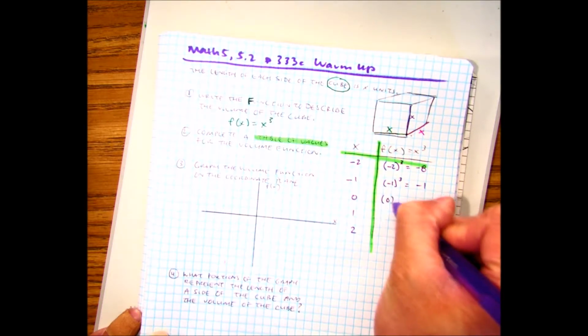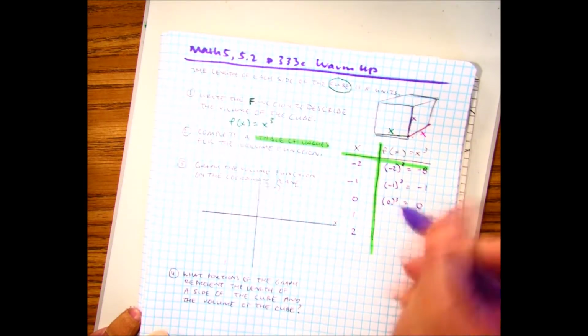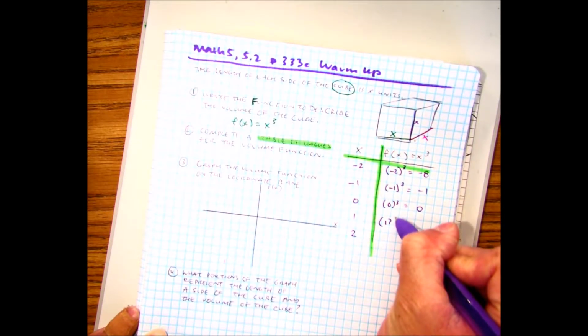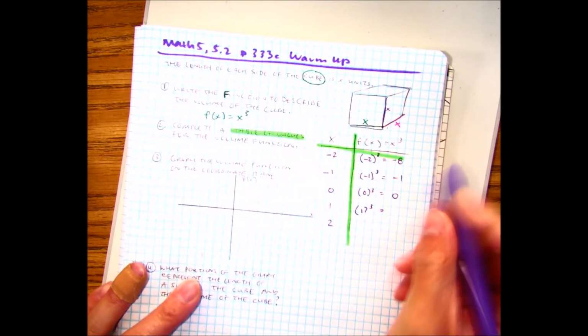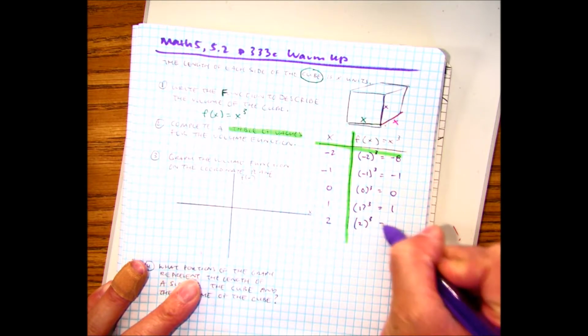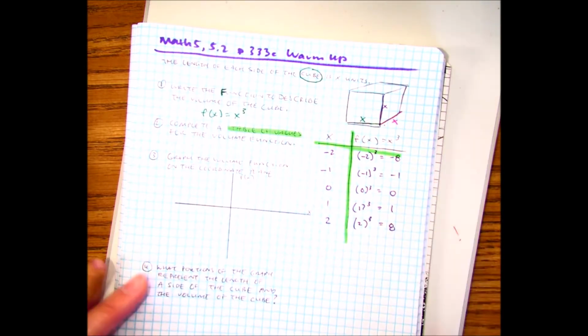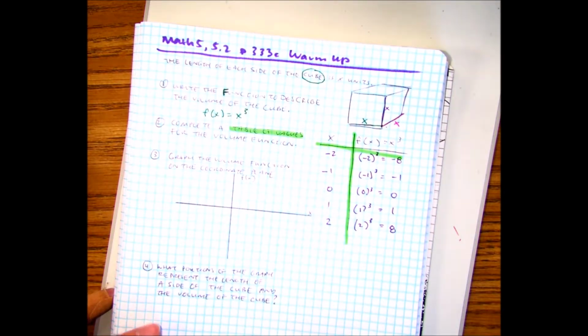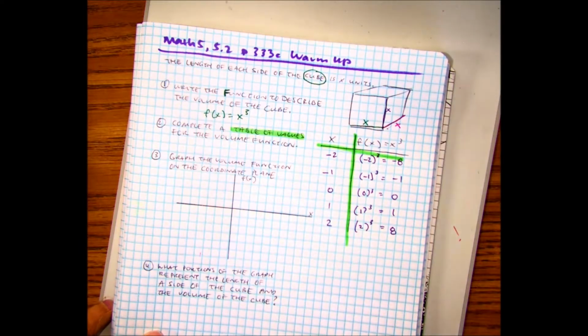0 to the third power, class? 1 to the third power? 2 to the third power? 8. Alright, let's go ahead and graph these.